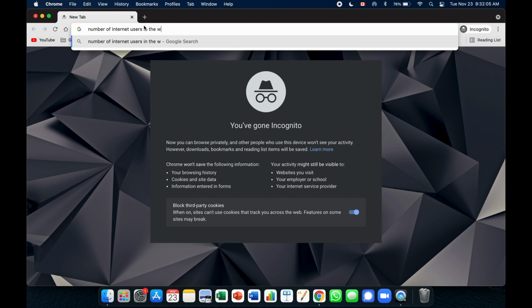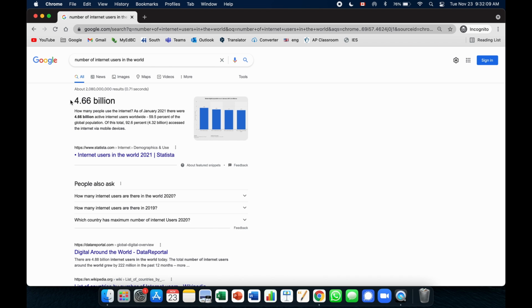As of January 2021, there are 4.66 billion internet users all over the world. That's 59.5% of the global population.